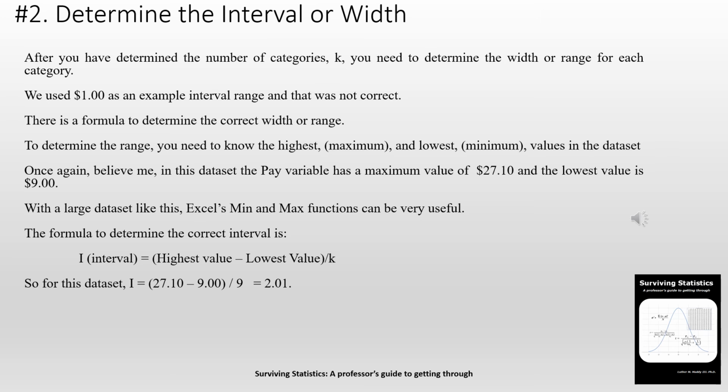We do have to know the highest value and the lowest value in the data set. And again, with this data set that you can download on my website, the highest value is $27.10 and the lowest value is $9. So you can see here on the screen the formula for I, the interval, is the highest value minus the lowest value divided by k, and we've already computed a k of 9. So with this data set, we end up with $27.10 minus $9 divided by 9. We then get an interval of $2.01.